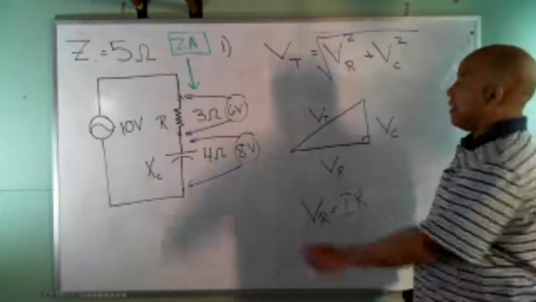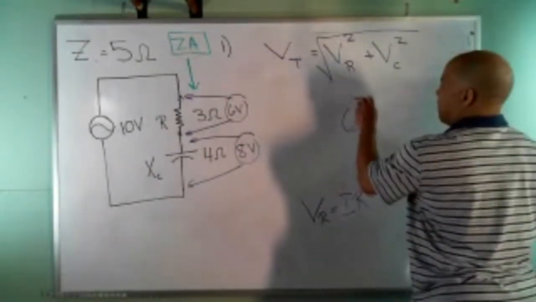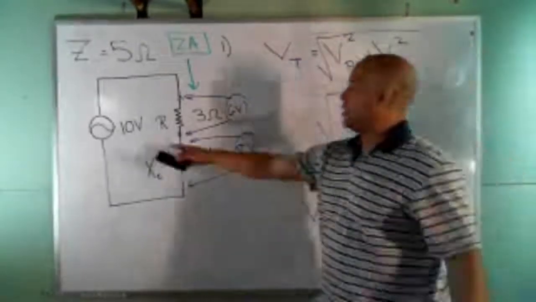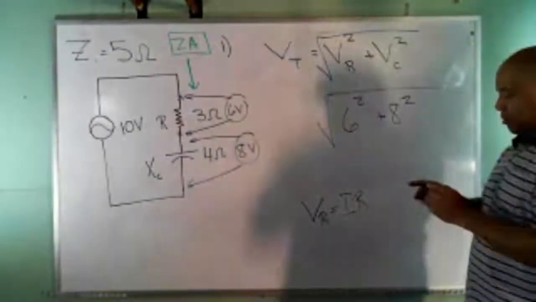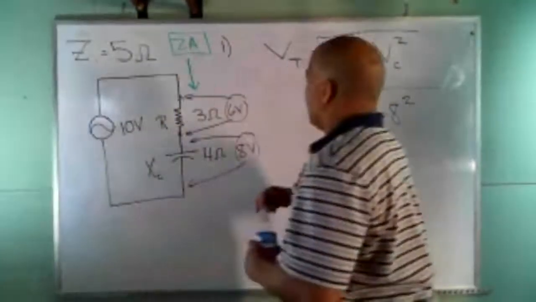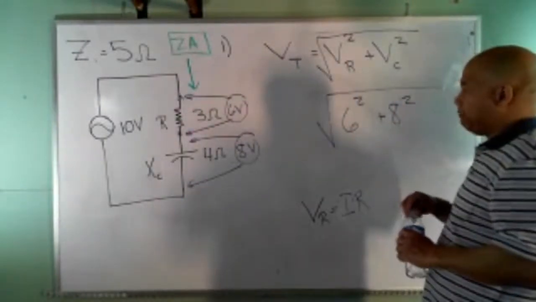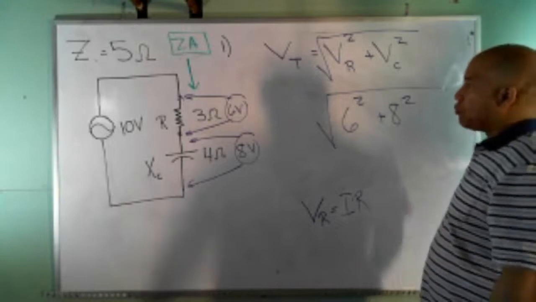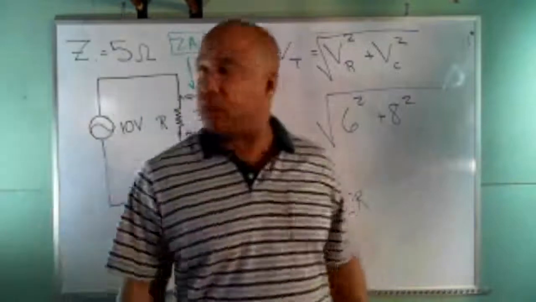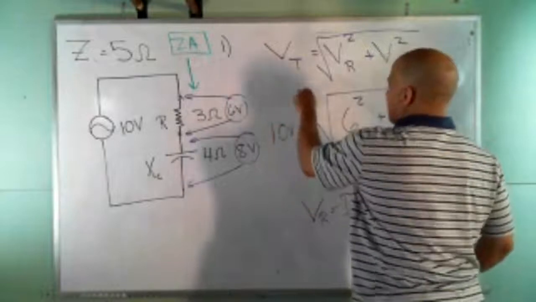So let's try it. Let's see if that actually works out, since you've got a calculator. What happens when you take 6 squared plus 8 squared and take the square root of it? Did you get something that's close to 10? Yes or no? Anybody doing the calculation? The question is, does this equal 10 volts? Yeah, you get 10 volts.